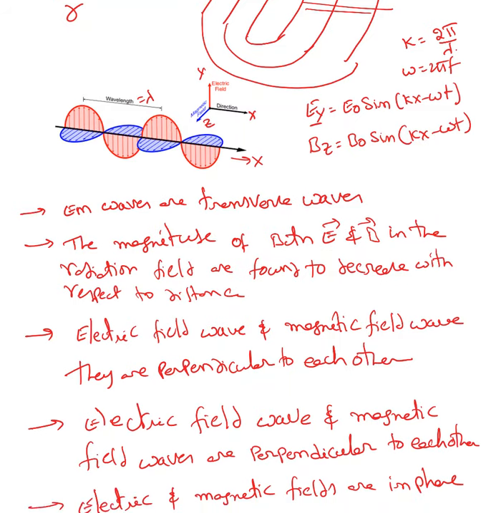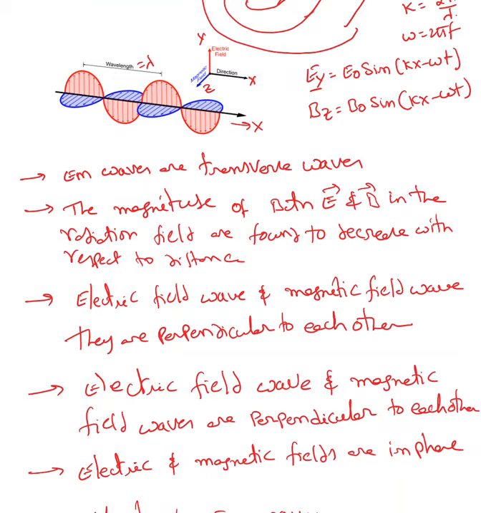So some important points of EM waves. EM waves are transverse waves. That means they can extend over something or extend across something.